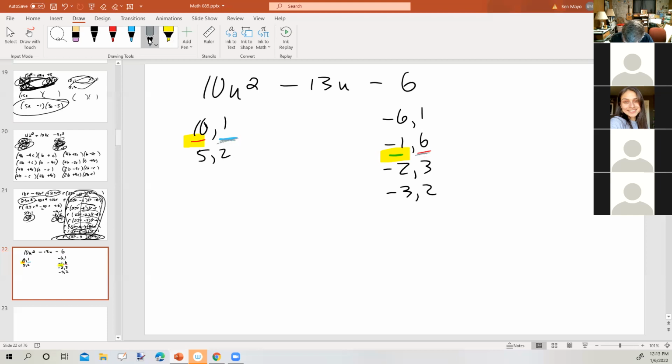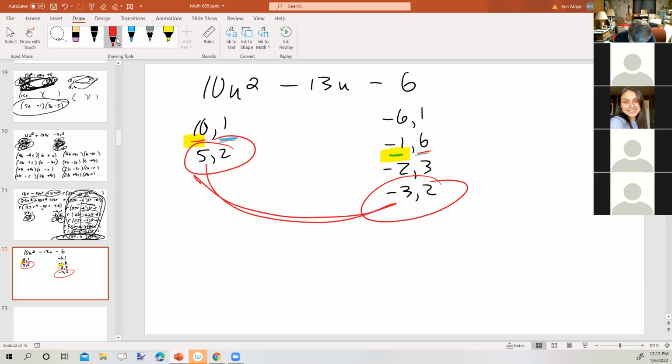So where is -13 at? Look here, that and that. 5 times -3 is -15. Nope, that's not going to do it. 10, -6. None of them are working. How fun was that?